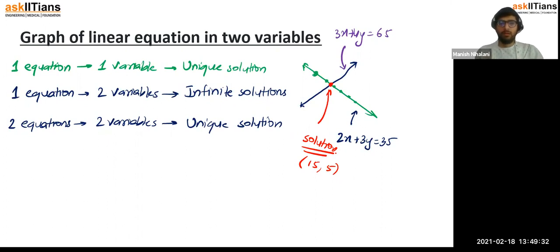Right, so this is what we mean by linear equations in two variables, and the solution of linear equations in two variables means the point of intersection of these two lines. But you have to make sure to get a unique solution. जितने variables हैं उतने equations भी available होने चाहिए, which means if you have 5 variables, you are supposed to have 5 equations.